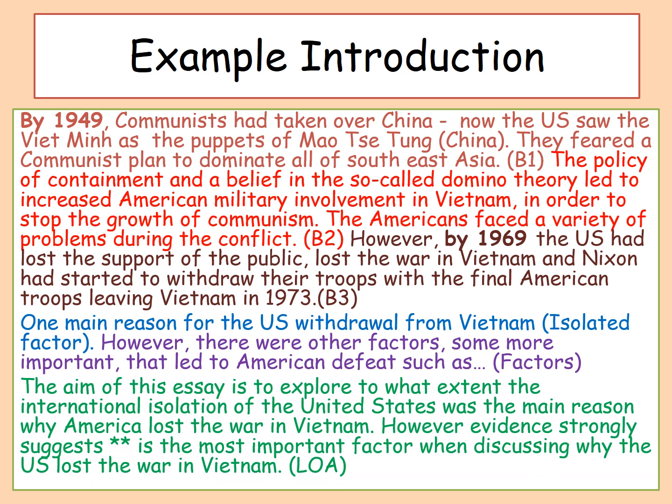So the aim of this essay is to explore to what extent the international isolation of the United States was the main reason why America lost the war in Vietnam. However, evidence strongly suggests blank is the most important factor when discussing why the US lost the war in Vietnam. Now, if you think it is international isolation, you could obviously say that that is the most important. However, if you think it's another factor, then obviously you could reword that there and say what factor you think is the most important. So that's an example introduction that you can use.